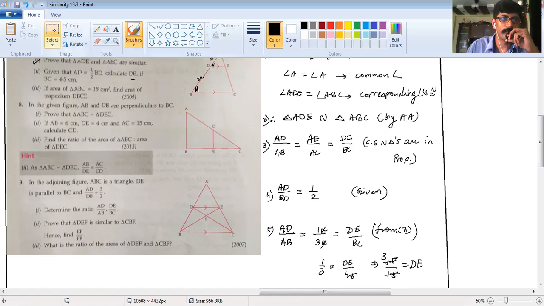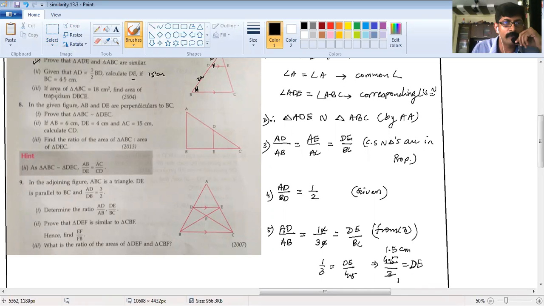I'll just crop it and I'll rewrite it. Okay, so I'll just rewrite it. So it will become DE. So this will go up, 4.5 upon 3. So 3 ones are 3, and 0.5 are 1.5, isn't it? So D will become 1.5 centimeter. Once you get D is equal to 1.5 centimeter, now it's time to move ahead with this third subpart.